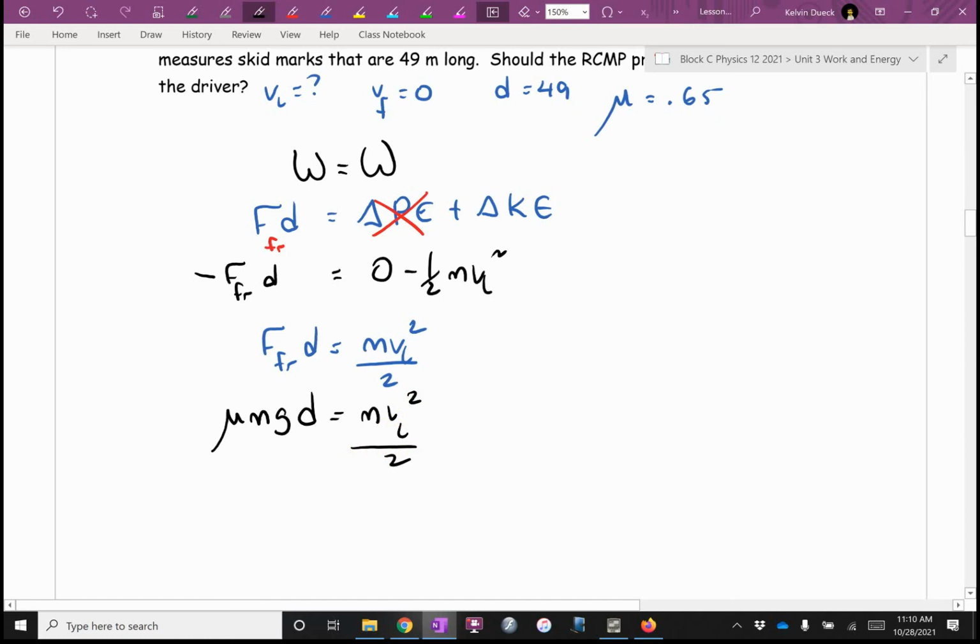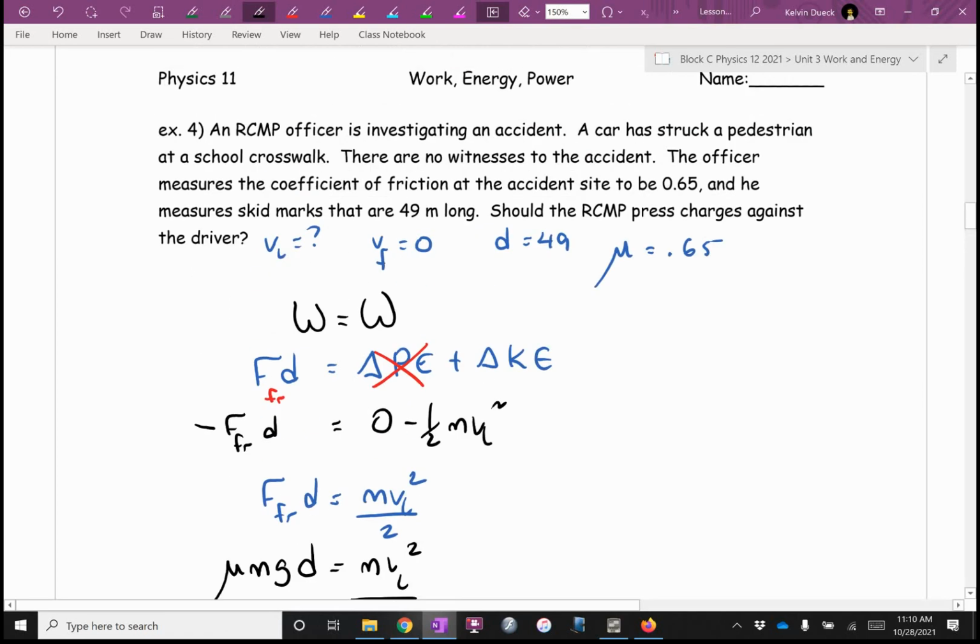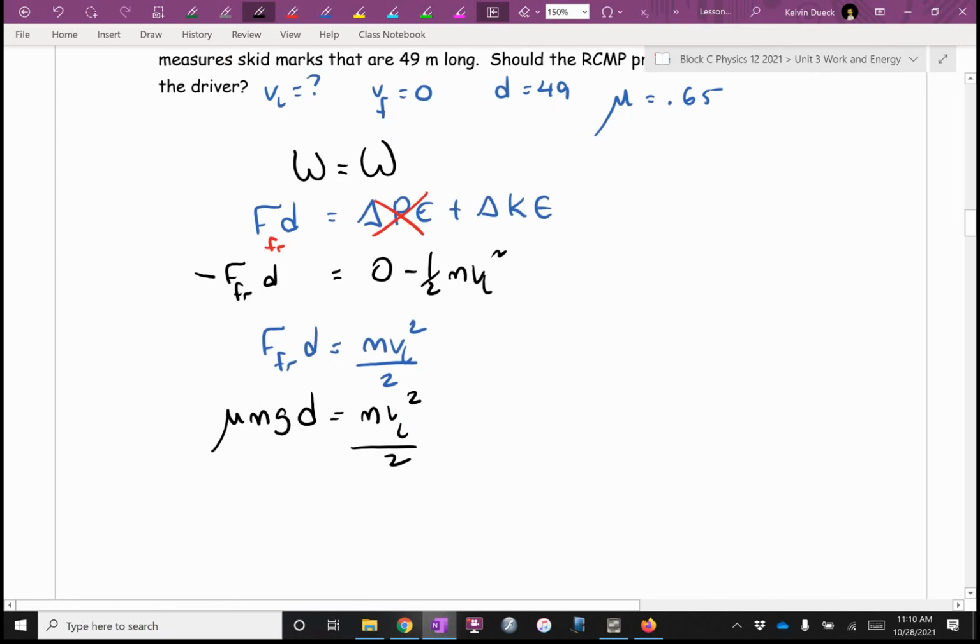Oh! Huh. What? Turns out I don't need the mass of the car. In fact, if this was a hit and run and I didn't even know what the car was, I can still figure out how fast the car must have been traveling. Kind of nice.